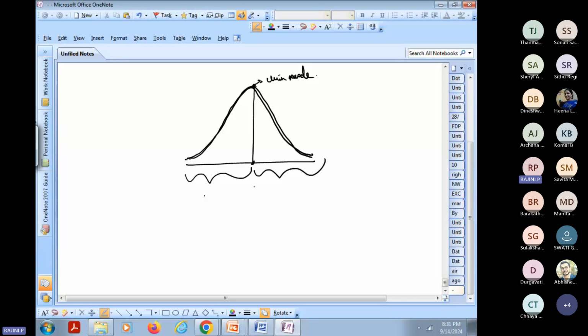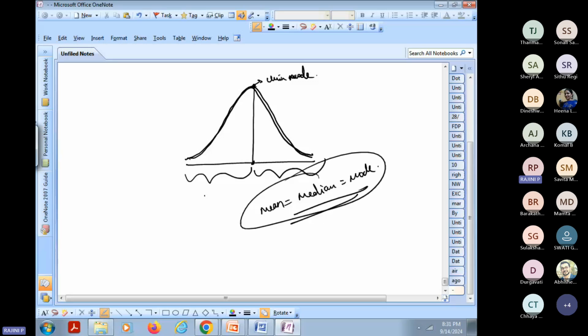And other than that, without a graph also, you can check: if mean is equal to median is equal to mode, then we say that the data follows a normal distribution. Clear? The peak point is where you have these three values, the mean, median and mode. That point will give you the maximum peak, the maximum frequency. Got it?